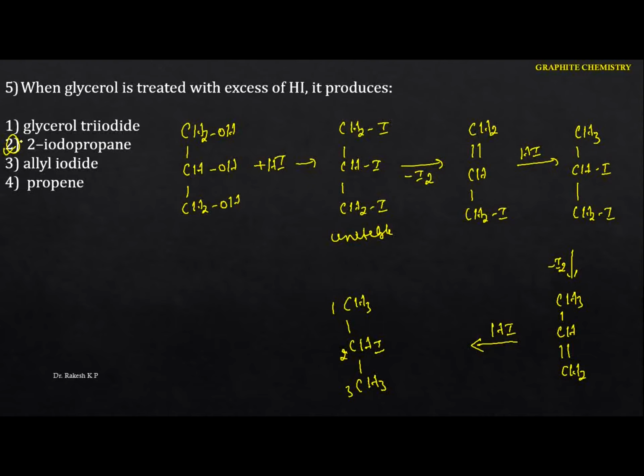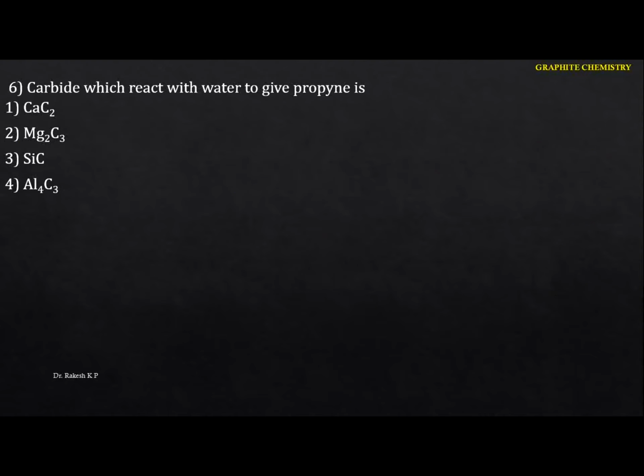Okay, next one, the sixth question. Which carbide reacts with water to give propane? You have to identify which metal carbide on hydrolysis gives propane. Let me take the first one, calcium carbide. When you do the hydrolysis, you get the respective hydrocarbon, which is ethane. The byproduct is always the metal hydroxide here.